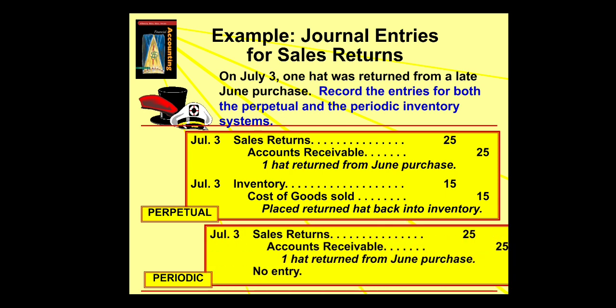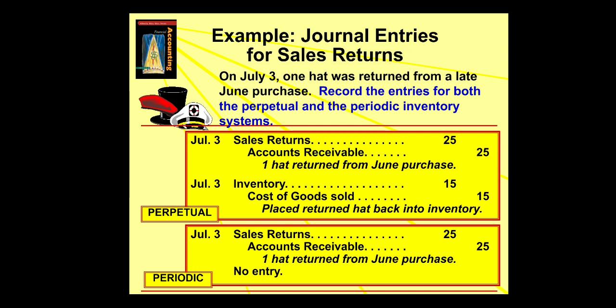Okay, now that is the perpetual inventory system. But if the business uses the periodic system, the recording is simpler. The business only has to debit account sales return $25 in this example, and then the business has to credit account receivable $25. That's all. Debit account sales return to record the sales return, and credit account receivable to record that there is a decrease in account receivable.